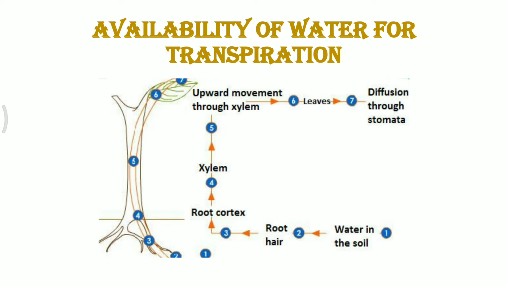Now, once the water has reached the xylem, the upward pull in the form of root pressure, capillary action, and adhesion and cohesion, all of these together act and pull the water to the leaves. Once the water is pulled to the leaves, then through the process of diffusion, water is lost to the atmosphere. So this is the basic idea about how water is made available for transpiration from the roots of the plants to the leaves. And in the leaf also, the spongy parenchyma will be the area where the diffusion actually takes place.